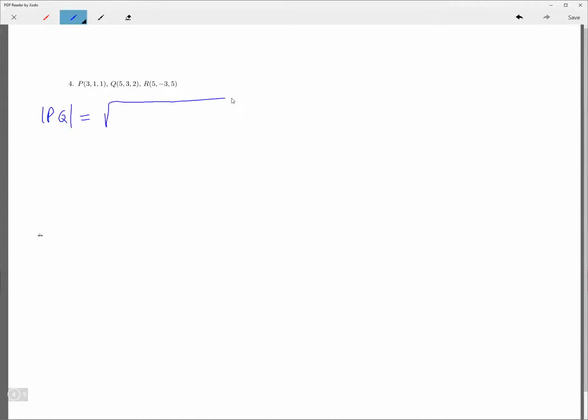That's going to be the square root of a bunch of differences squared. So here's P and here's Q. We're going to take these points minus those points. That's 5 minus 3, and then the next one is 3 minus 1, and the next one is 2 minus 1. Oh, they're all positive. Wow, we're so lucky. So that is the square root of 2 squared, which is 4, plus 4 and 1, which is 9. That's the square root of 9, which is 3.